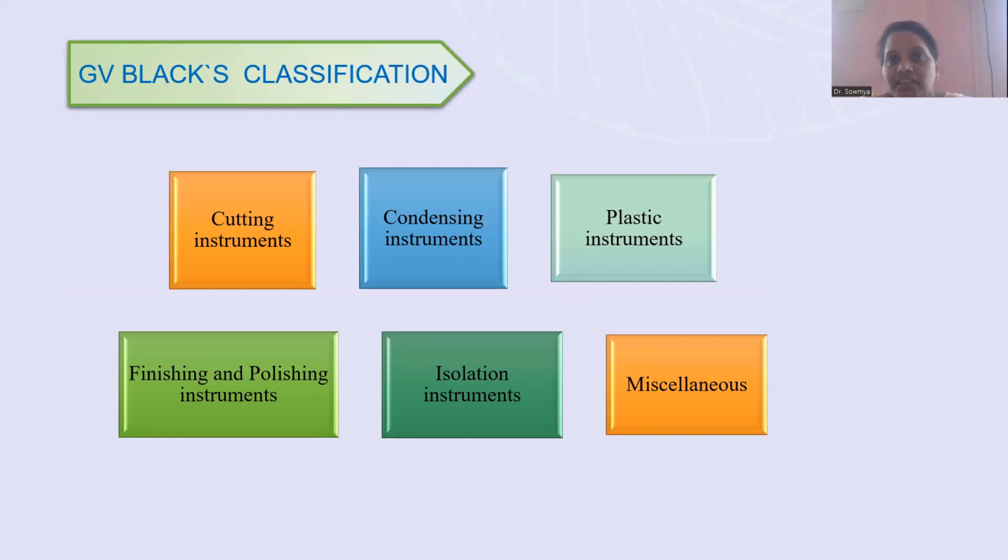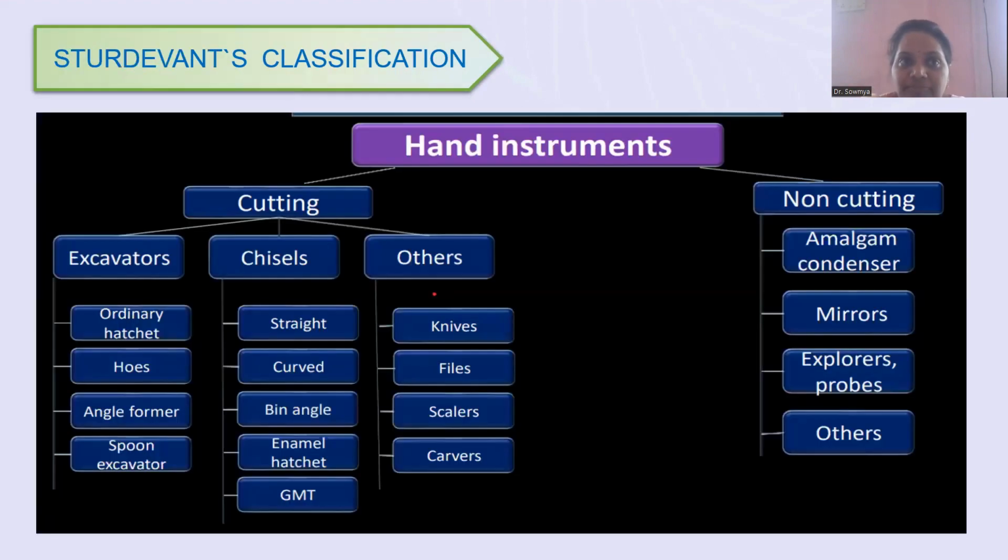Next, coming to G.V. Black's classification. Till now, we read about the Marzuk's classification, Cherbynov's classification. Now we are reading about the G.V. Black's classification. It includes the cutting instruments, condensing instruments, plastic instruments, finishing and polishing instruments, isolation instruments, and miscellaneous.